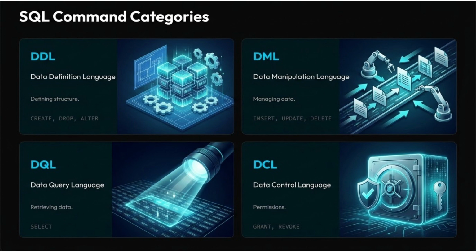First, we have DDL, data definition language, which we use to build the container, things like tables and databases. Second is DML, data manipulation language, which handles the actual data inside those containers. Third is DQL, data query language. This is the famous select statement used to fetch data. And finally, DCL, data control language, which handles permissions and security.